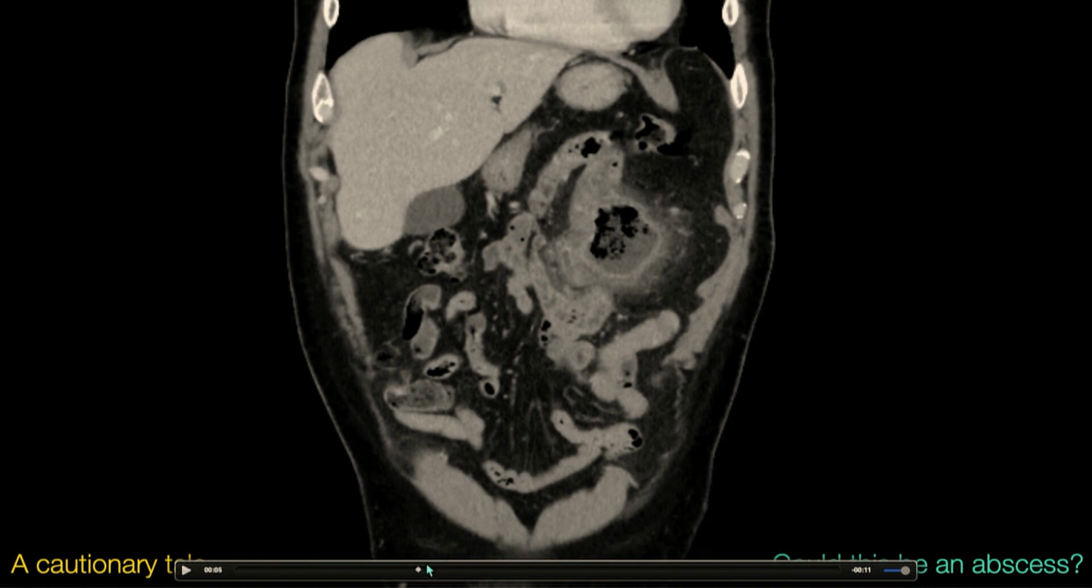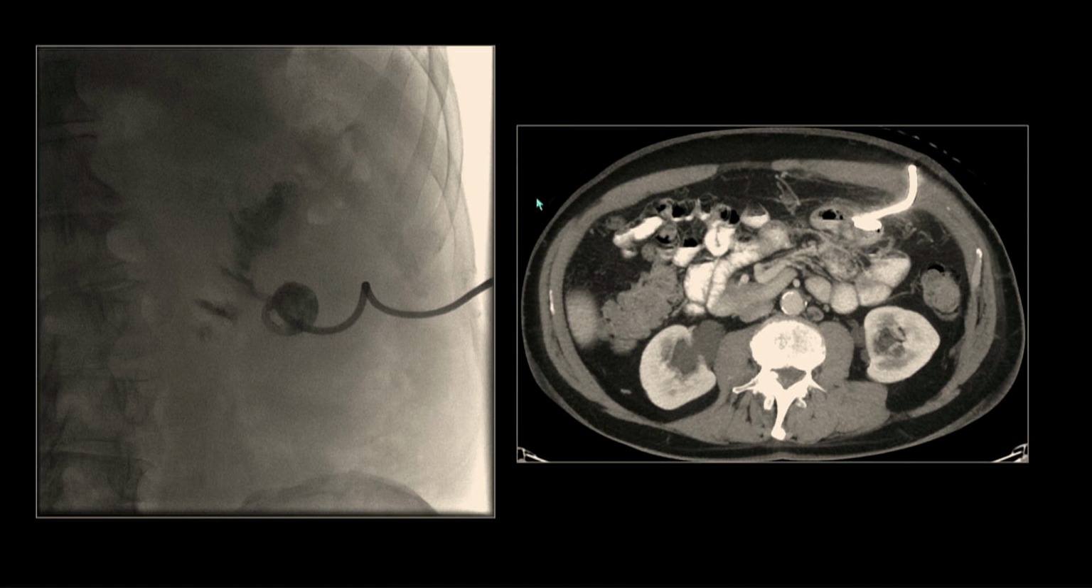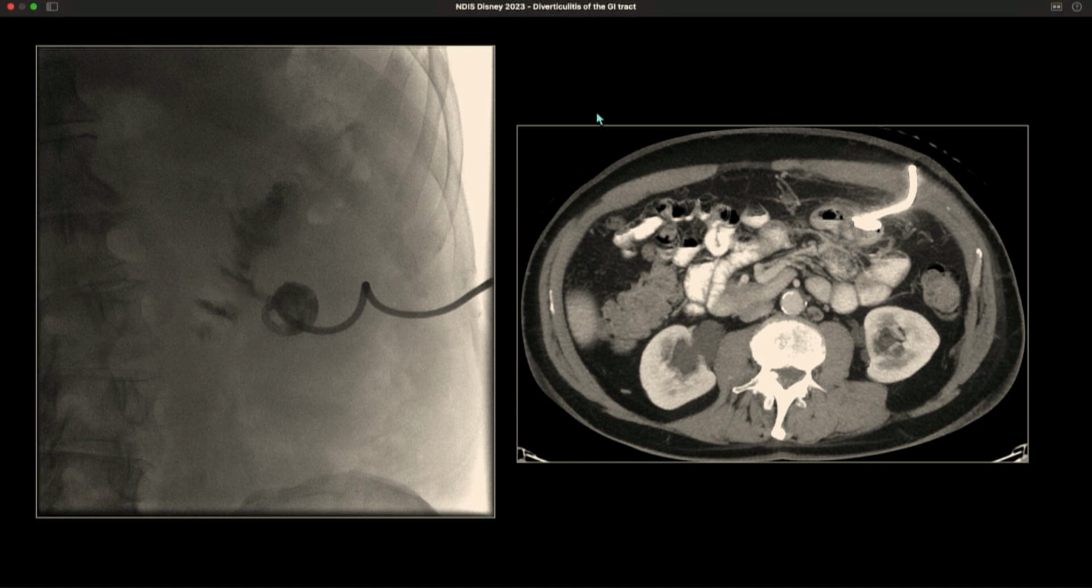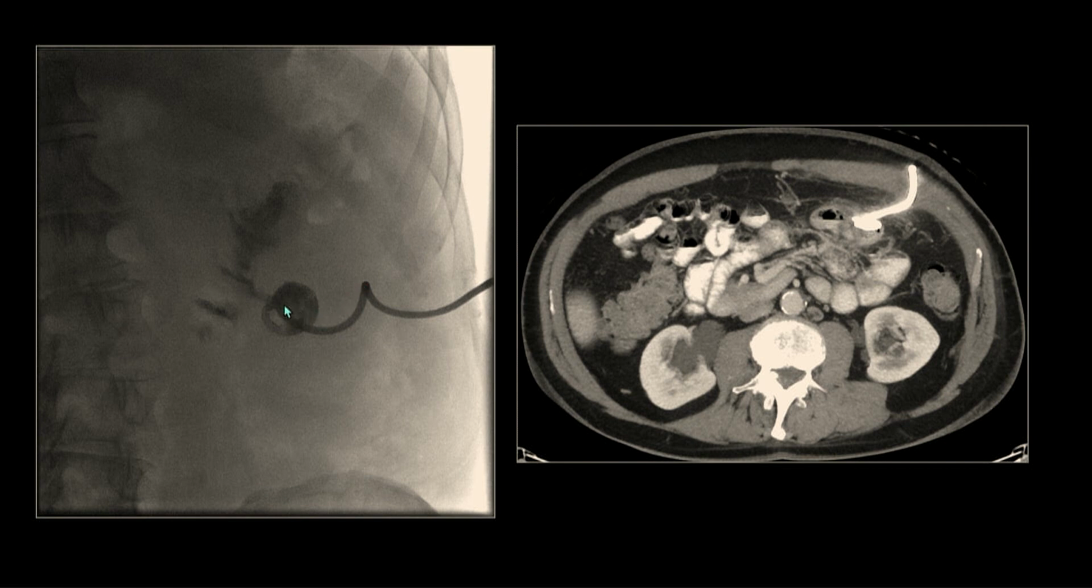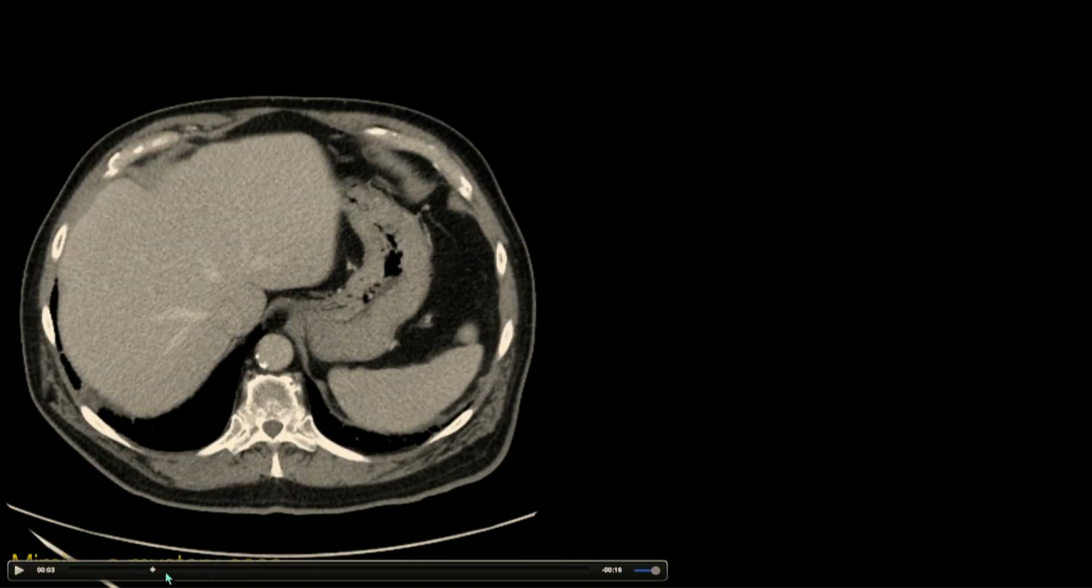So being aware of this diagnosis and being confident making the diagnosis is very important, because this patient was unfortunately thought to have a potential abscess. And here we have a percutaneous drain placed with that thin channel of communication with the jejunum here. And eventually the drain was removed, without any further complication, but totally an unnecessary procedure in the setting of diverticulitis.